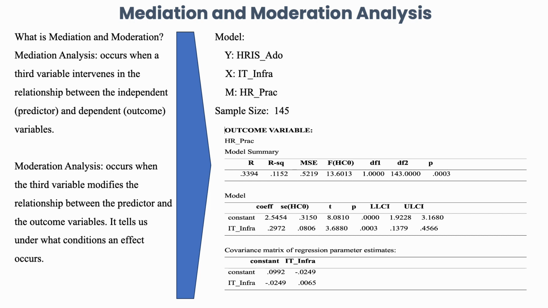For example, let's say we are studying the effect of exercise, which is the predictor, on weight loss, which is the outcome. When we find that the age of the individual, the moderator, changes the strength of this relationship, younger individuals might lose weight more quickly than older individuals when they exercise. Thus, age moderates the relationship between exercise and weight loss.